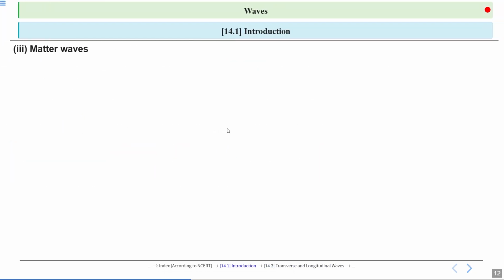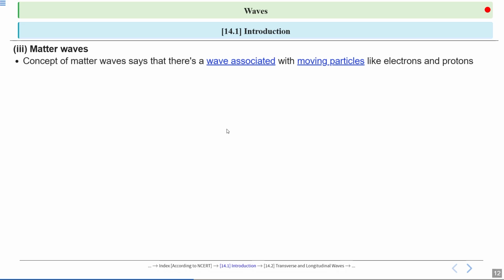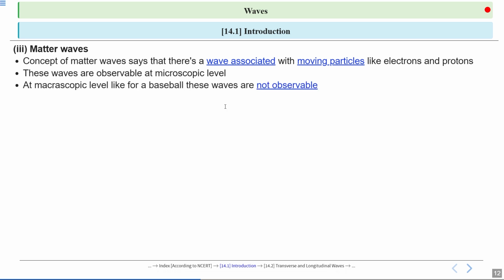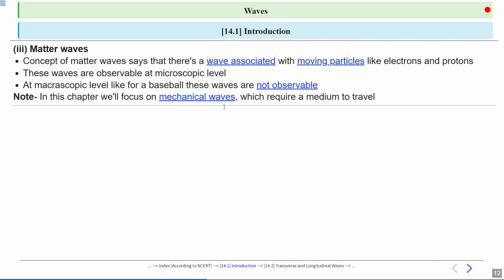Now let's understand matter waves. The concept of matter waves says that there's a wave associated with moving particles like electrons and protons. These waves are observable at the microscopic level. At the macroscopic level, like for a baseball, these waves are not observable. So, in this chapter, we will focus on mechanical waves, which require a medium to travel.